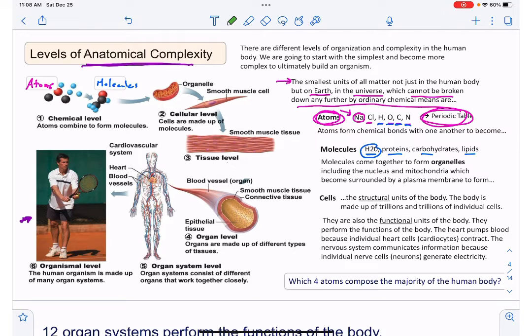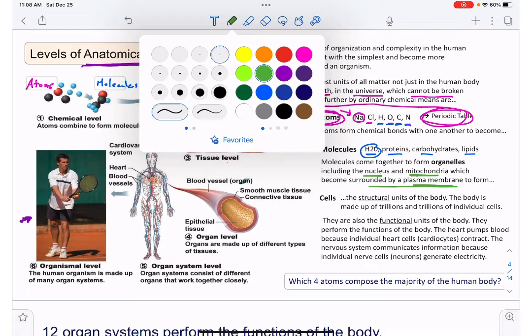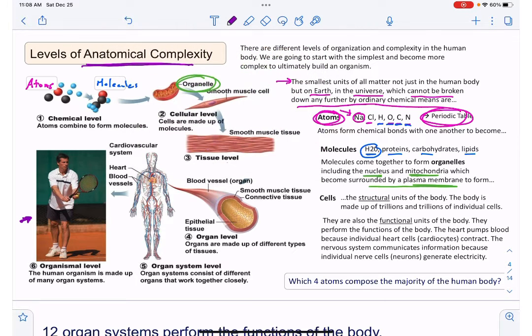Then you take those molecules, and those molecules can come together to form what we call organelles. Organelles are structures within a cell that have a specific function. The nucleus and the mitochondria are both examples of organelles. Then you put different organelles together and you surround them by a plasma membrane, and that takes us to the next level, which is the cellular level.